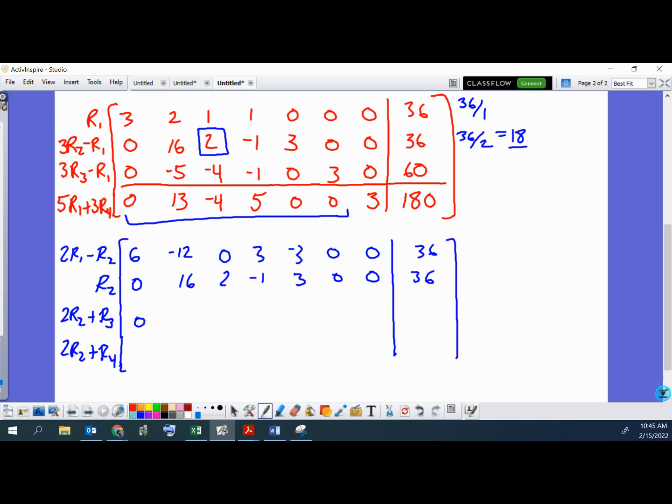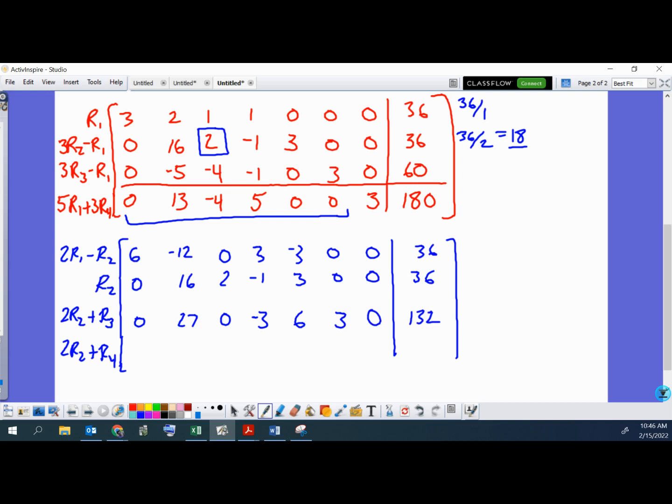2 row 2 plus row 3. 0 plus 0, 32 plus negative 5 is going to be 27. 4 plus negative 4 is 0. That was by design. Negative 2 plus negative 1 is negative 3. 6, 3, 0. 72 plus 60 is 132.